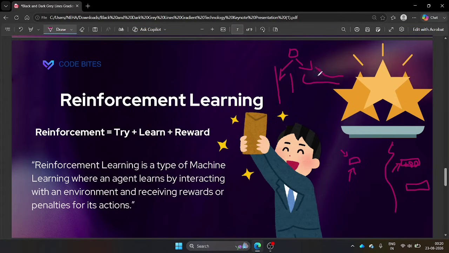If the AI agent moves to this right side, it will be rewarded with 10 points, or 20 points. If it moves to this road, it gets a negative reward, a penalty. If it moves to the left side, it gets a penalty. If it moves to the right side, it gets a reward, that is 10 points.